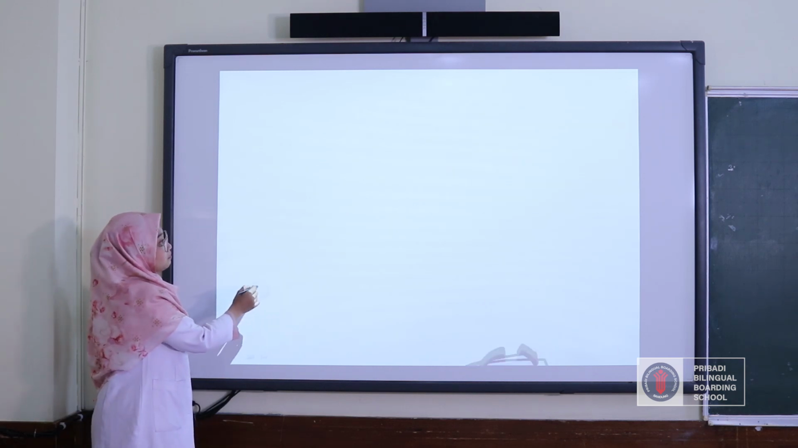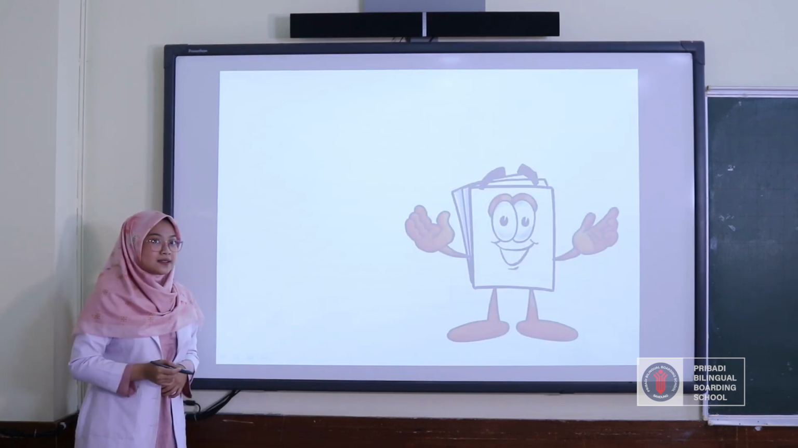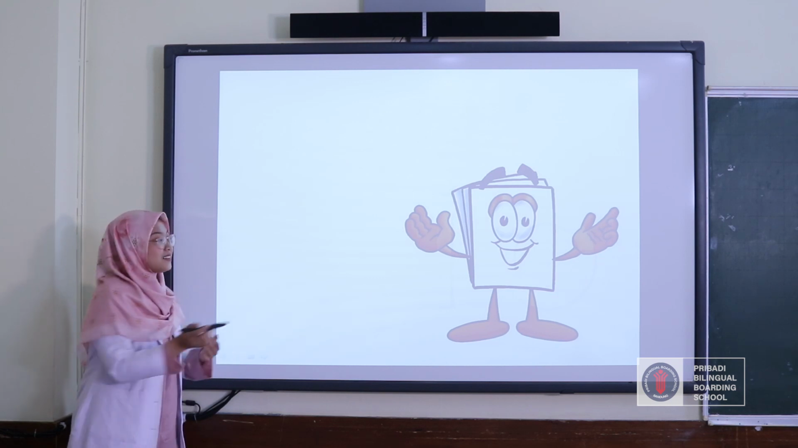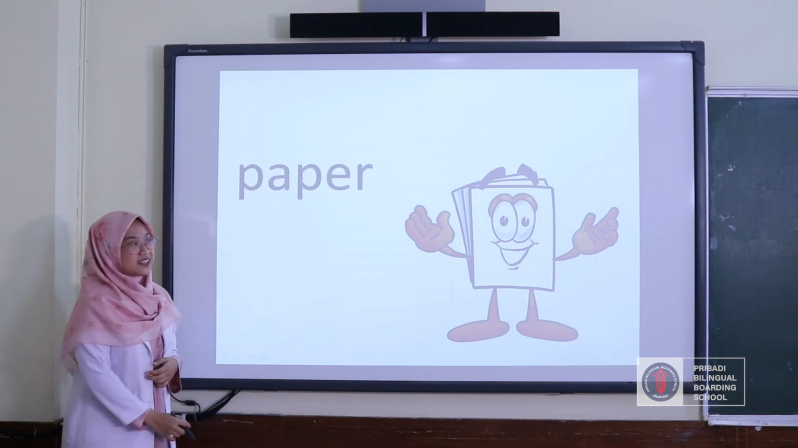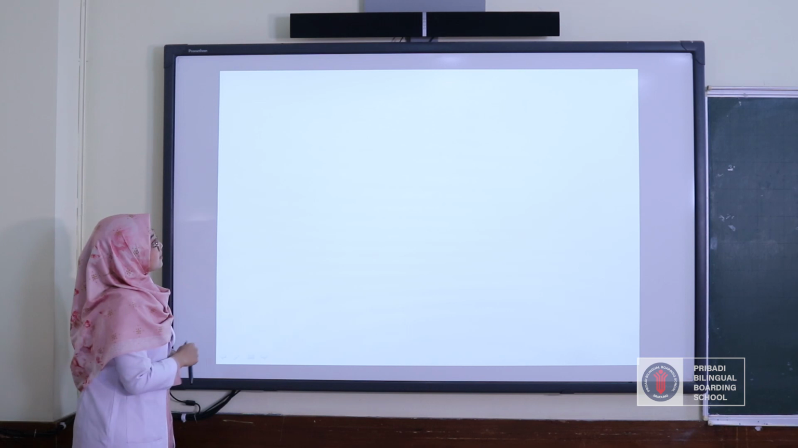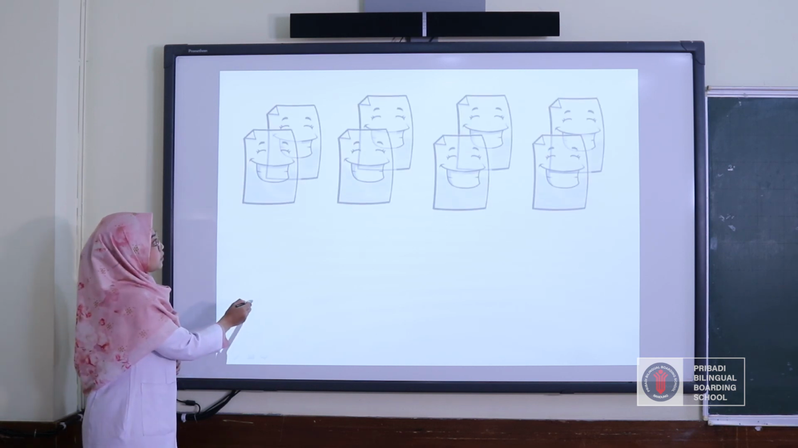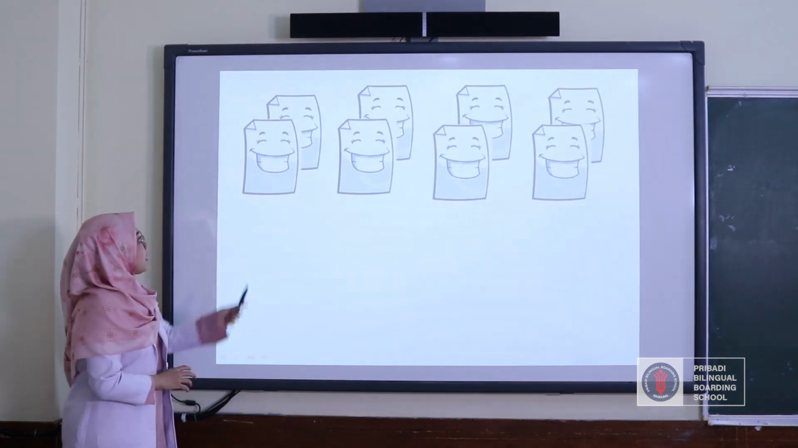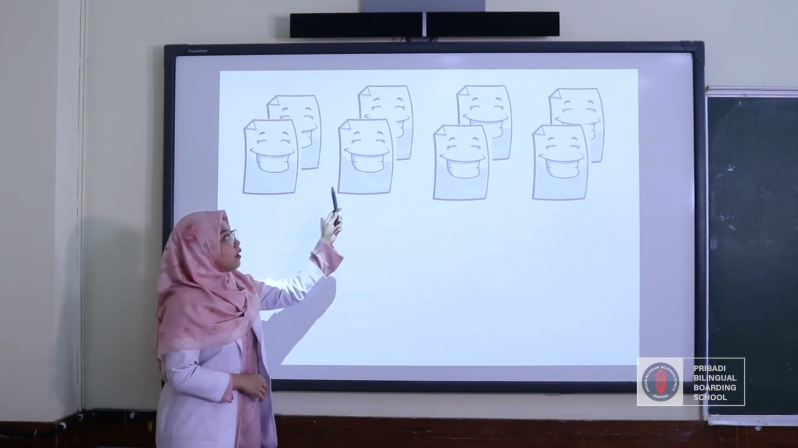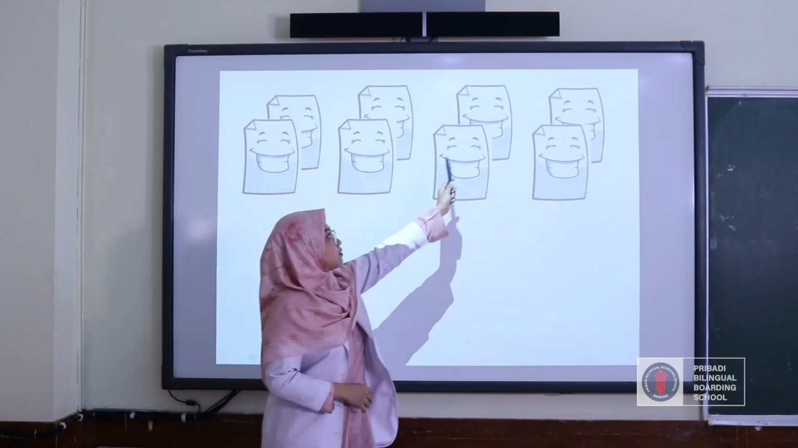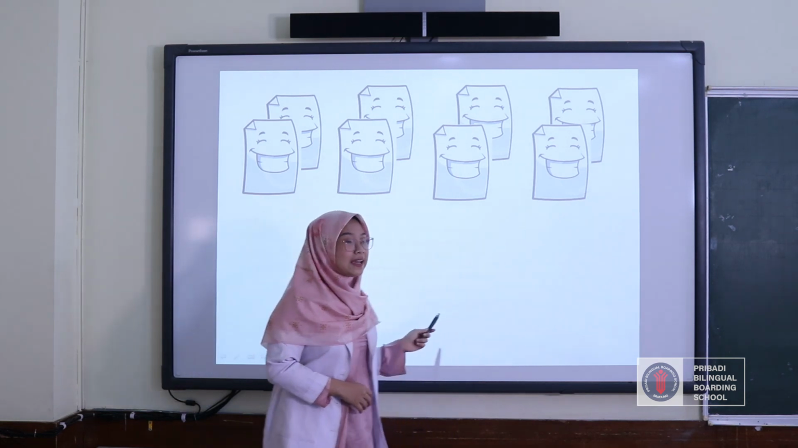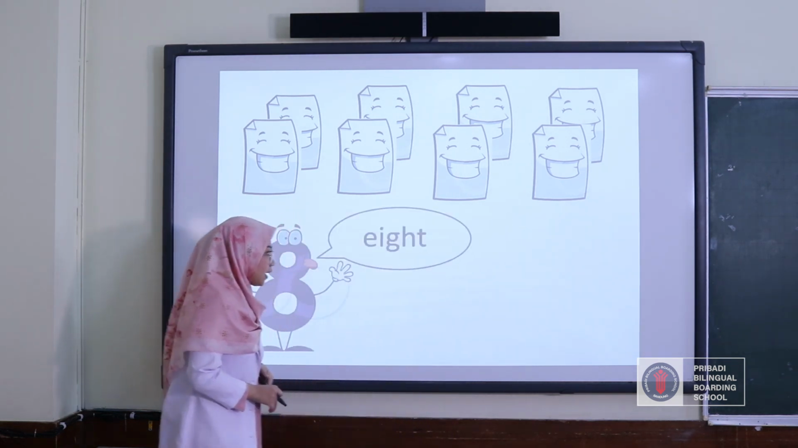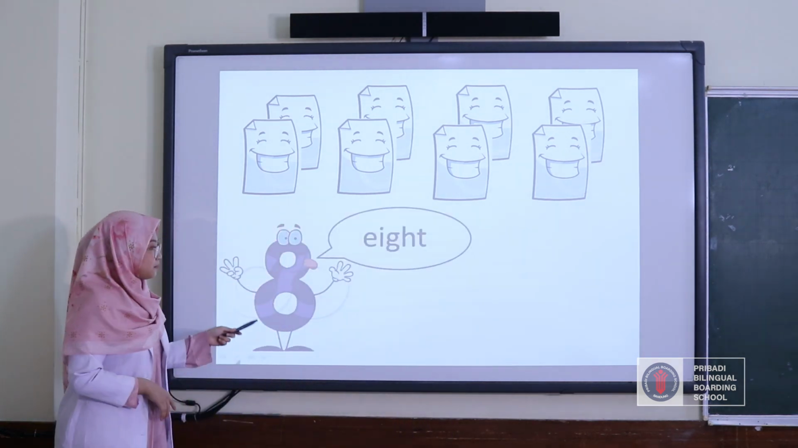Well done. The next one, it's a happy looking paper. Very good. Now, let's see how many papers do we have. There is 1, 2, 3, 4, 5, 6, 7, and 8 papers. So there are 8 papers. Very good.